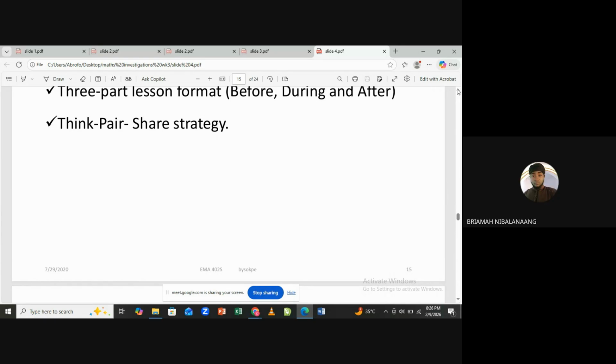Here, they give the problem to the learners. They think about the problem, how they will solve the problem, then they share it with a friend. Okay, wonderful. Next person.